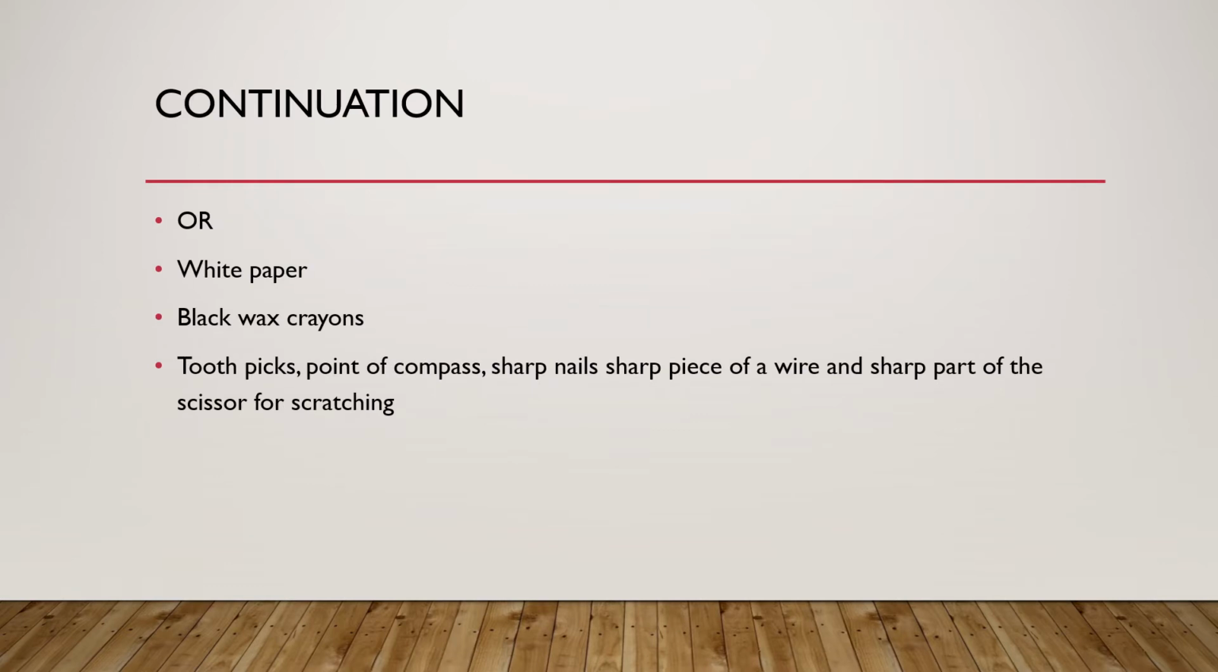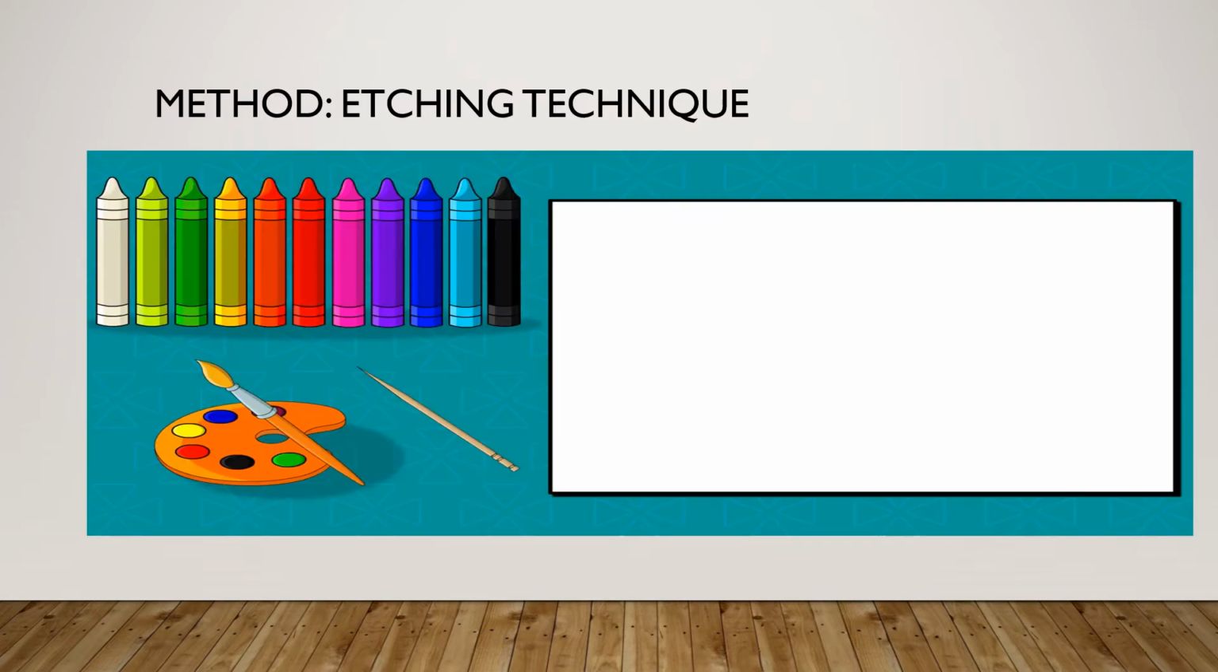Or we need a white paper, black wax crayons, toothpicks, the point of scissors, sharp nails, a sharp piece of wire, and a sharp part of the scissors for our scratching or our etching. Boys and girls, now let's see the method of etching or the process of the etching technique.